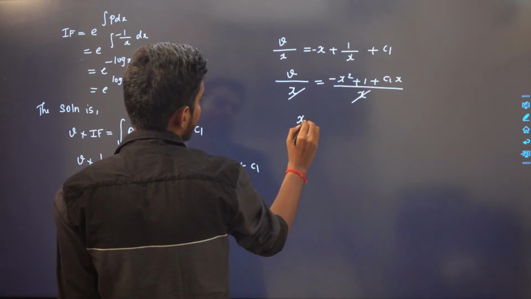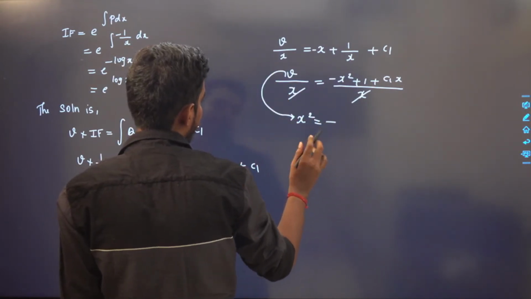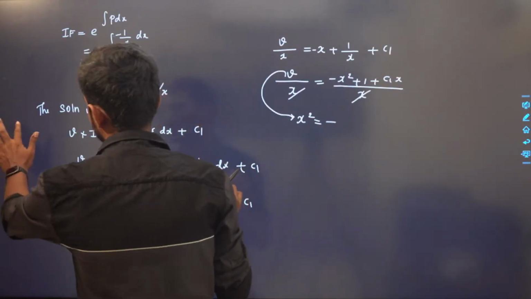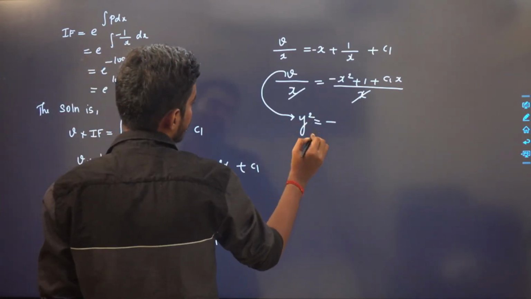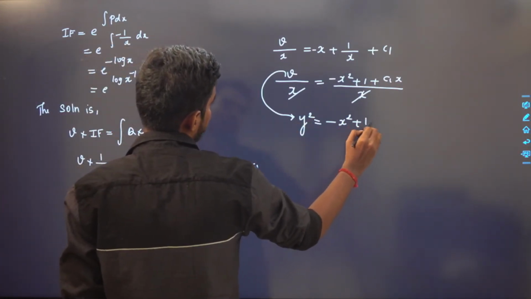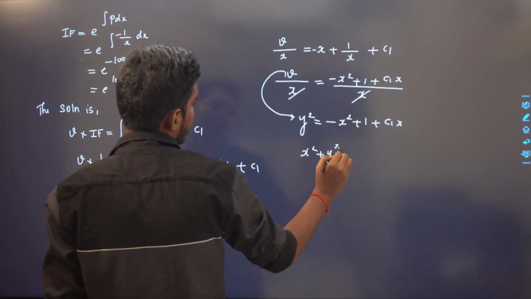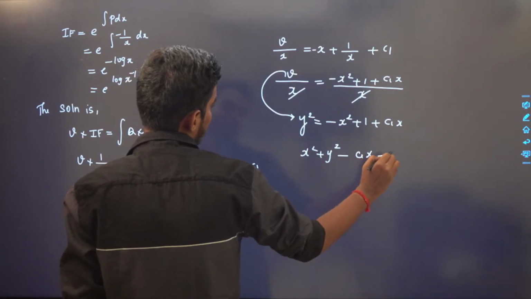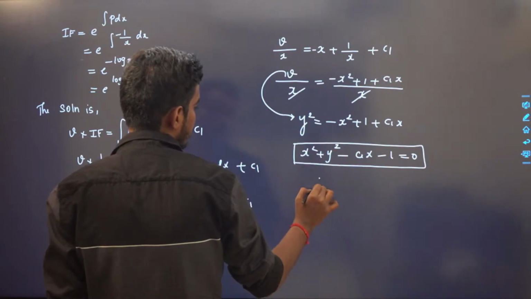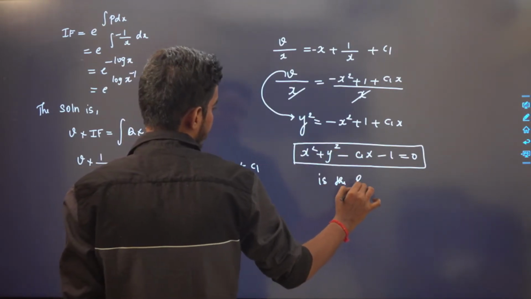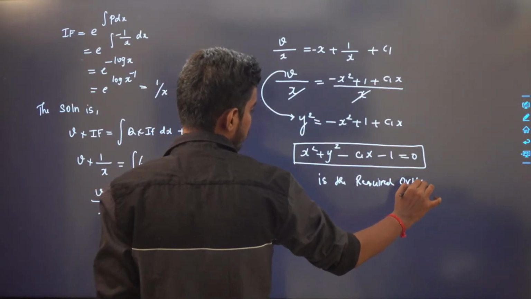We know v is x square, right? Sorry, v is y square. So y square equals minus x square plus 1 plus c1x. So x square plus y square minus c1x minus 1 is equal to 0. The required orthogonal trajectory.